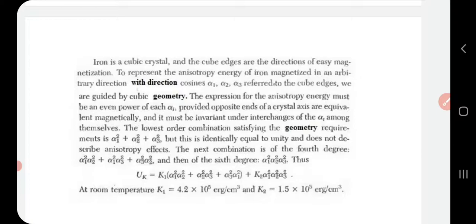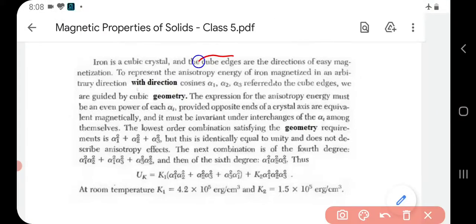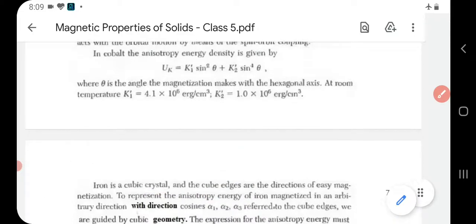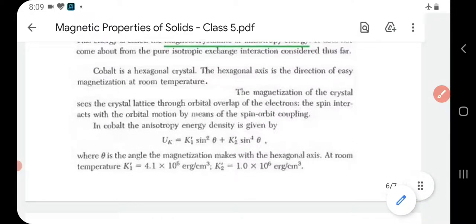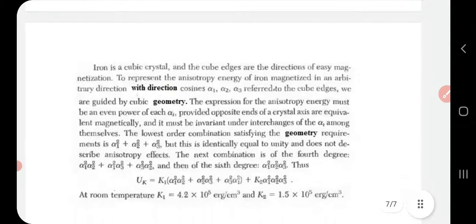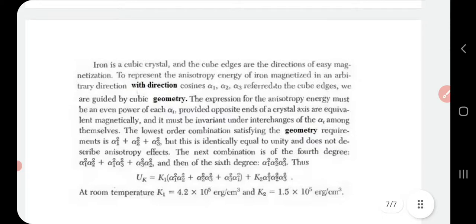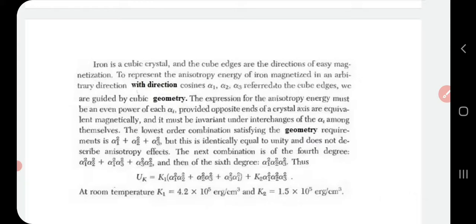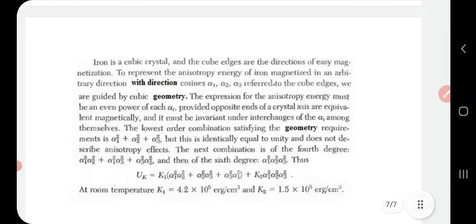Then another example. Here now they are taking a cubic crystal, for example iron, and the direction of easy magnetization will be the cube edges, because it has a cubical shape. First we took a hexagonal crystal, cobalt, and you wrote its corresponding anisotropy energy, where the direction of easy magnetization was the hexagonal axis. Now you are taking the case of a cubic crystal, iron. Here the direction of easy magnetization is the cube edges, and now you are going to write the expression for anisotropy energy of cubic crystal iron.